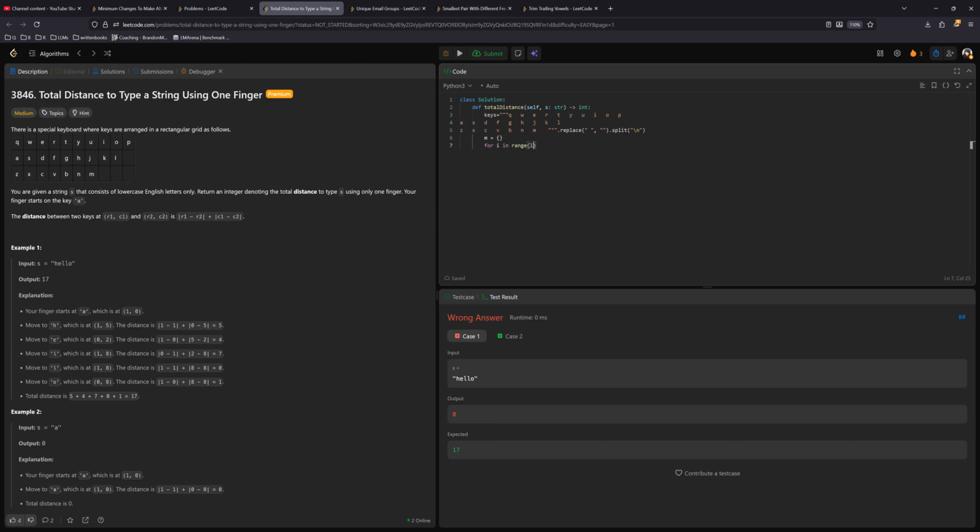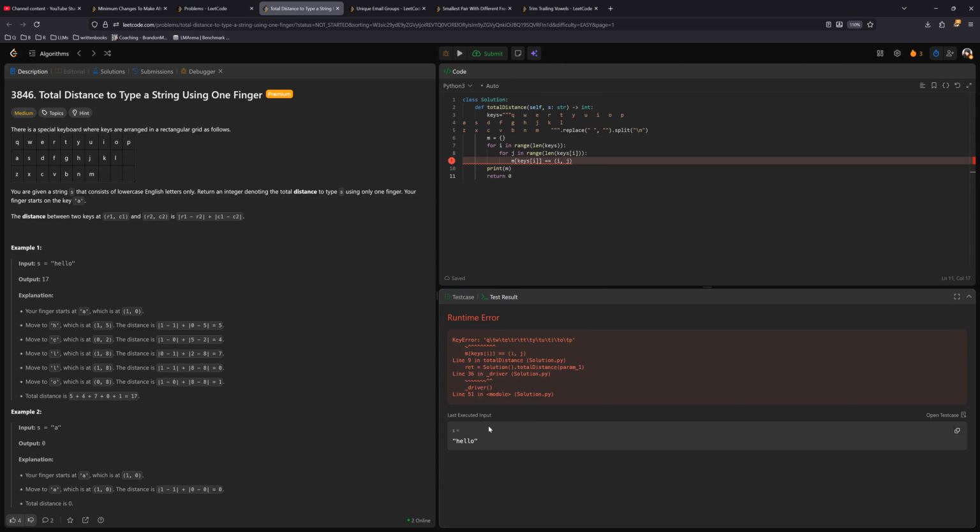Okay, so let's go. For I in range length keys, for J in range length keys of, oh shit, that ain't gonna work. Keys of I. I was thinking that it was a square array. Almost did something dumb there. Yeah, then we're just gonna say M of keys I equals I comma J, right? Sounds good to me. And then let's make sure that it's right. We got something.